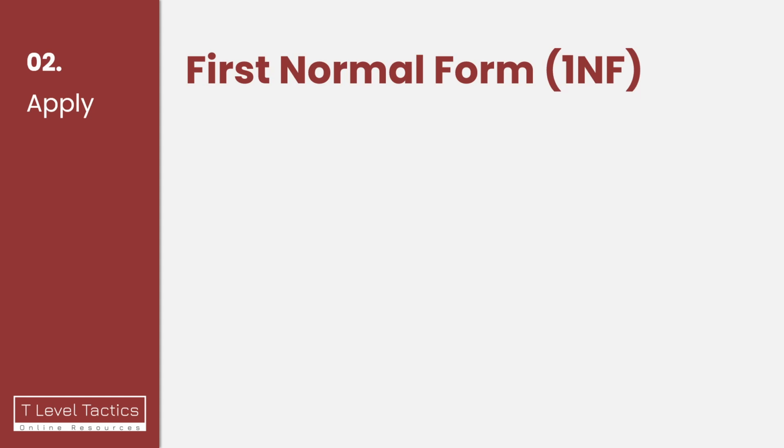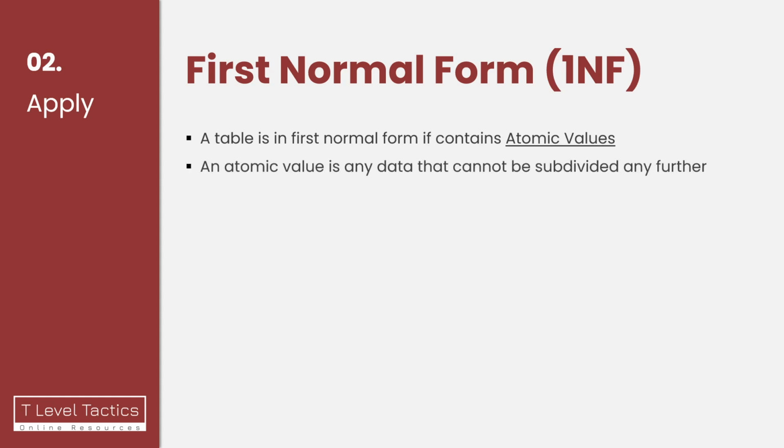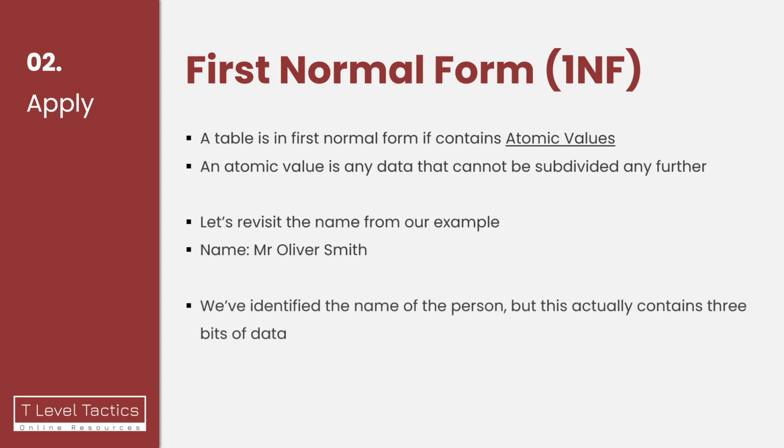A table in a database is in 1st normal form if it contains atomic values. An atomic value is any data that cannot be subdivided any further. Let's revisit the name from our example of Mr. Oliver Smith. We've identified the name of the person, but it actually contains 3 separate bits of data. We've got the title, which is Mr., the first name, Oliver, and also the surname, Smith.